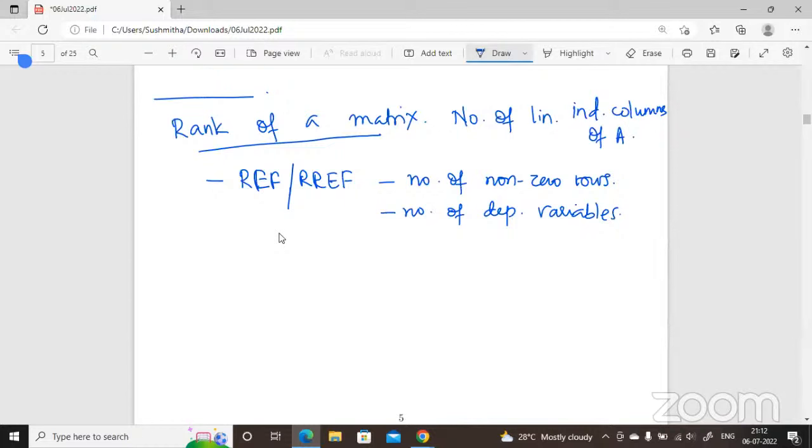So independent column means what, madam? Linearly independent columns. So you take the columns and then you check whether the set is linearly independent or not.